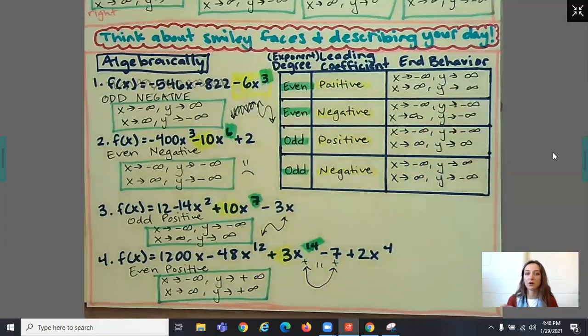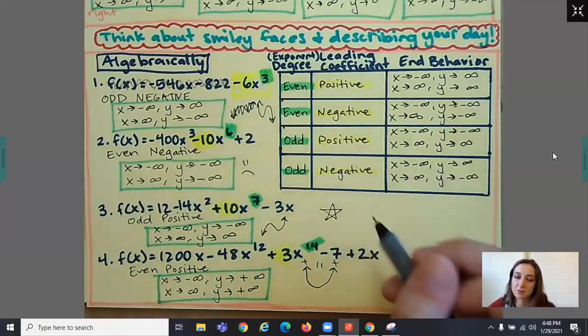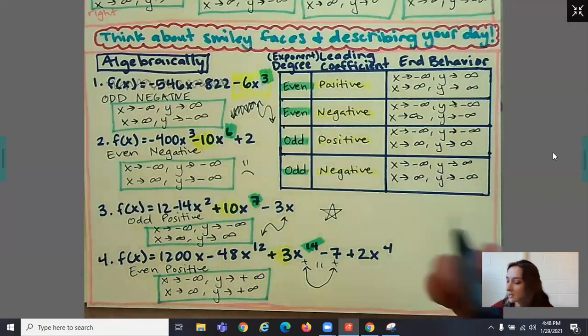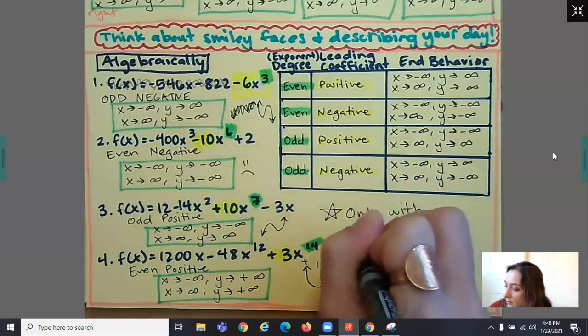And I just want to make the note one more time that this only works for polynomials. So if you tried to do this with rational functions, it would not work out well. Also, exponentials and logarithms also do not work. So this is only with polynomials.